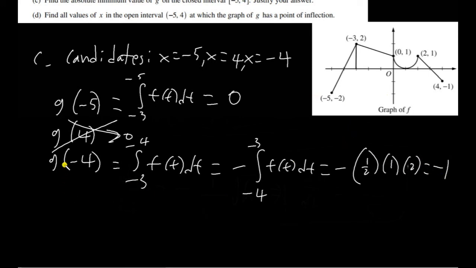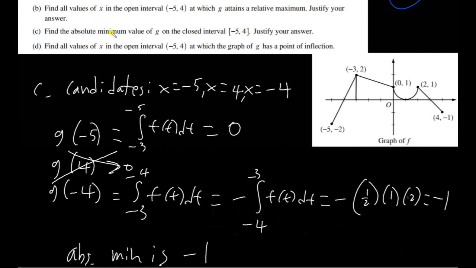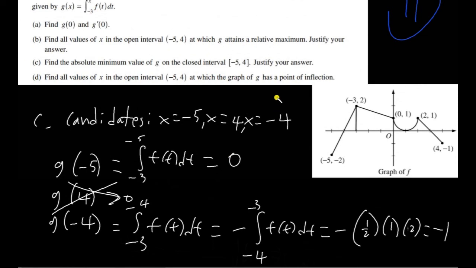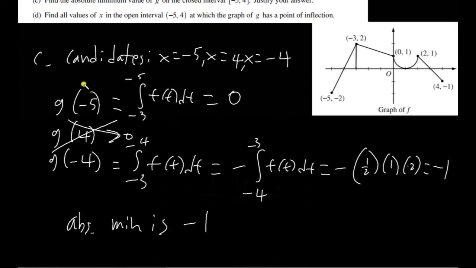Right? So notice that of these three candidate points, -1 is the smallest. So this is the absolute minimum. Okay, so the absolute min is -1. Notice again that they asked for the absolute minimum value. They didn't ask for the x coordinate, they asked for the actual value. So you wouldn't give -4, you'd give -1, because that's the actual value. And to justify your answer, this is our justification. We're showing all the candidate points and showing why this is the only one that satisfies what we want.